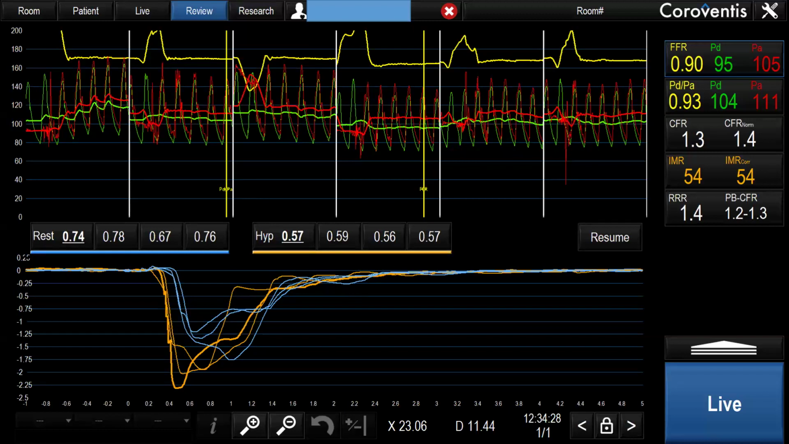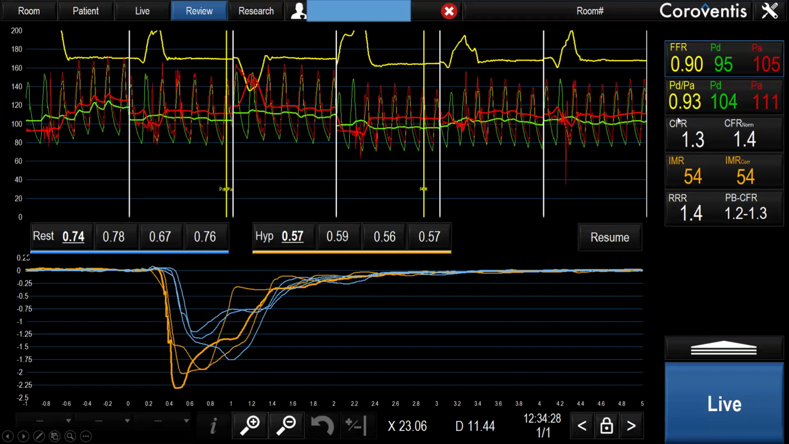So, after the hyperemia, generally the system shows the results. And what we have here is the FFR, of course, fractional flow reserve.